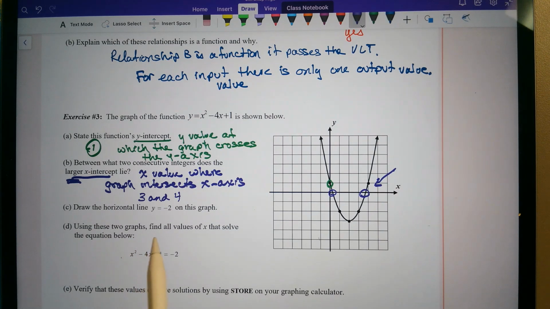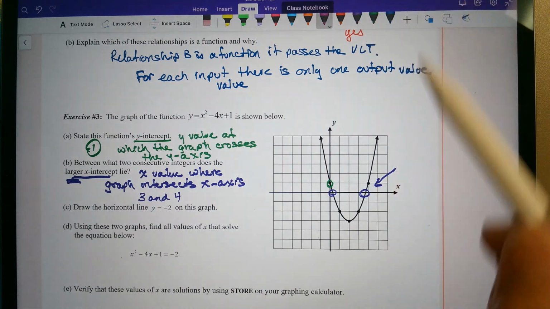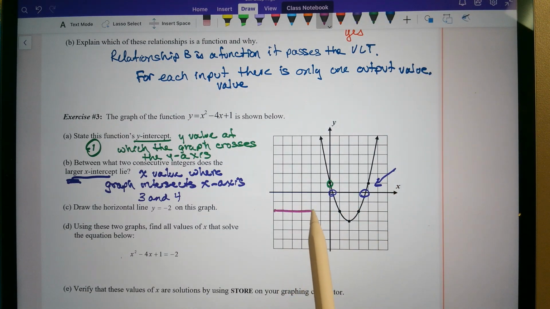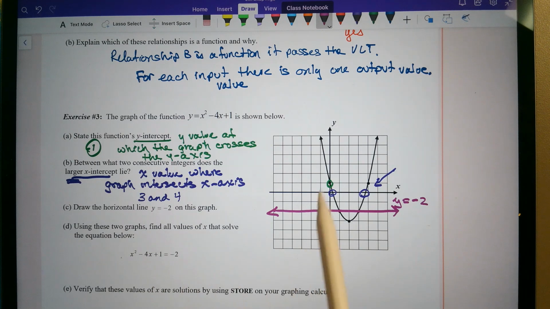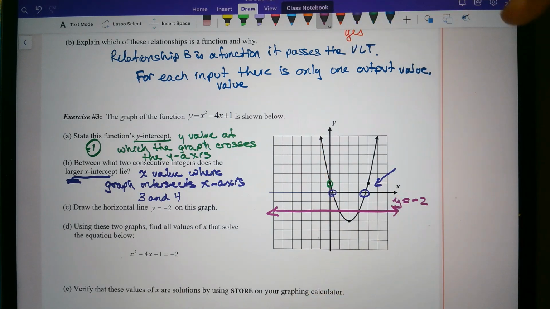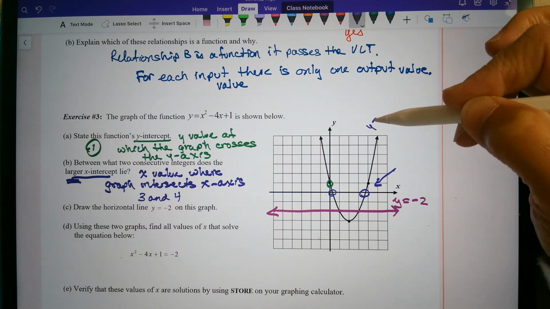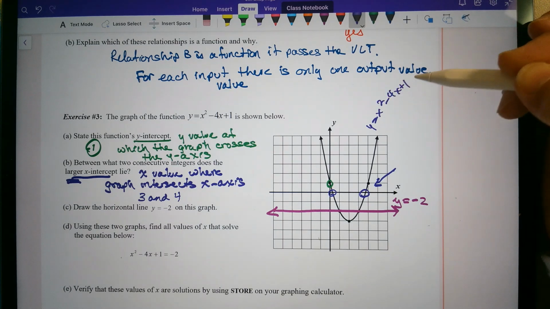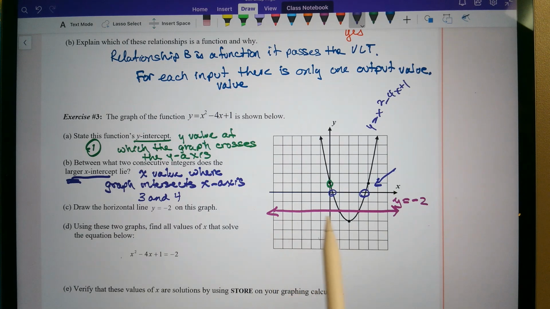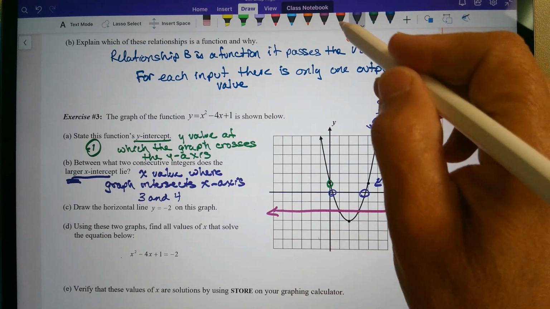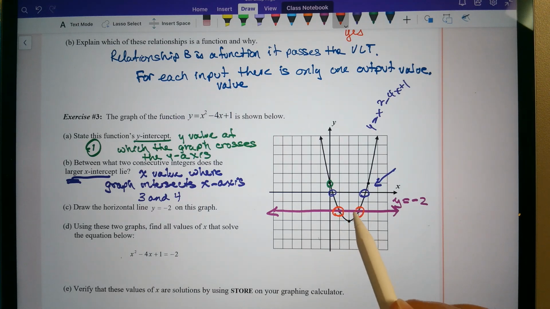C, draw a horizontal line, y equals -2 on the graph. Y equals -2 would be this. Using these two graphs, find all values of x that solve the equation below. We have x squared minus 4x plus 1 equals -2. This is our graphed function, this is a parabola, and this is y equals -2. So where do these two intersect? That's what it's asking us. They intersect at these 2 points.